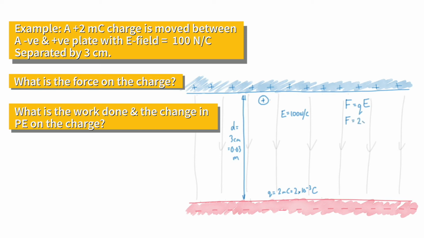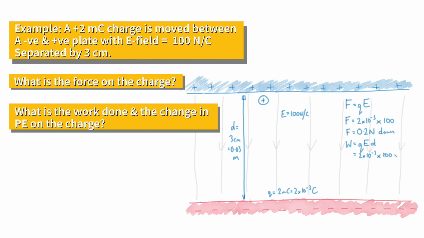Now it's going to be Q times E, and Q is 2 times 10 to the minus 3, and the electric field strength is 100. So we get the force being 0.2 newtons. Now I've put down here that's the force due to the field itself, but the force being applied on the charge such that it moves upwards will obviously be up. Depending on the question, it might be a little bit ambiguous here, but I think I've clarified it there for you.